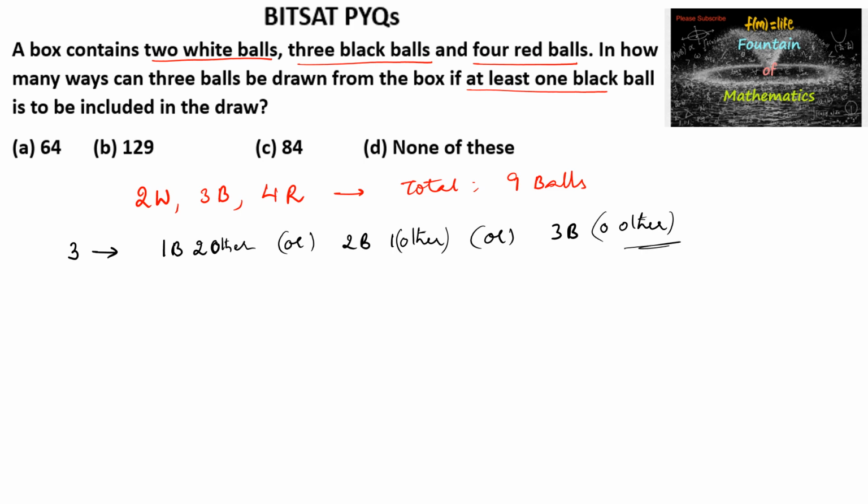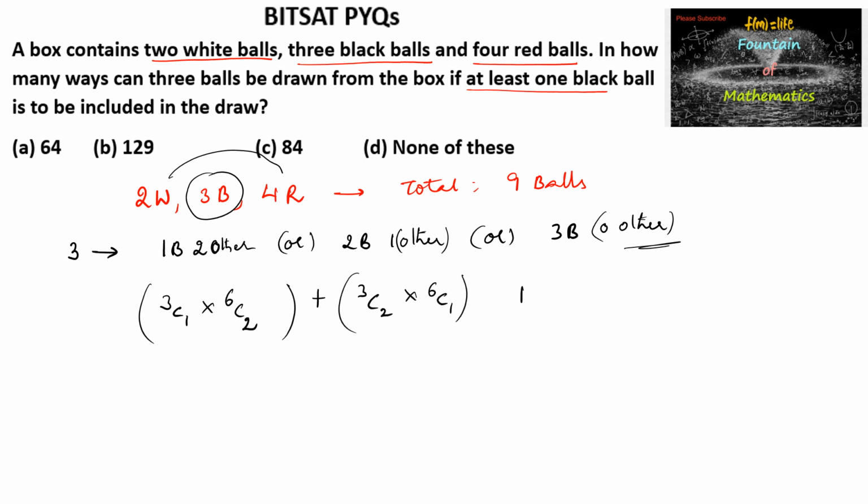So these are the possibilities we can have. One black ball means out of 3, one to be selected, that is 3C1, and the remaining 4 plus 2, 6, are there. So 6C2, two other balls to be selected from the others. So 3C1 into 6C2 plus 2 black balls, that is 3C2 into 6C1, plus 3C3 into 6C0.